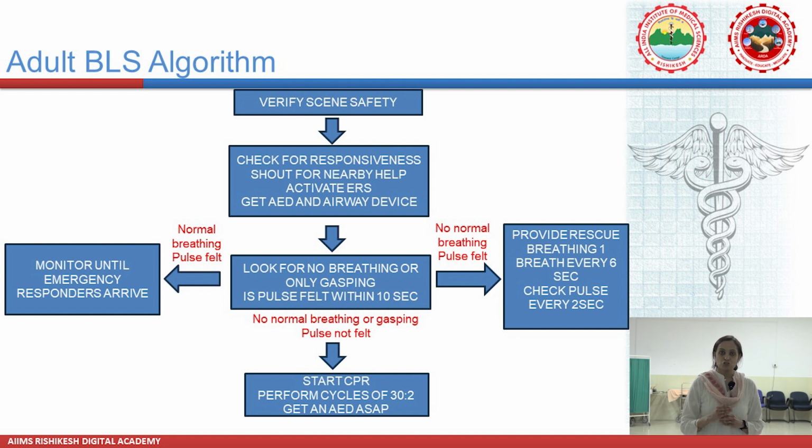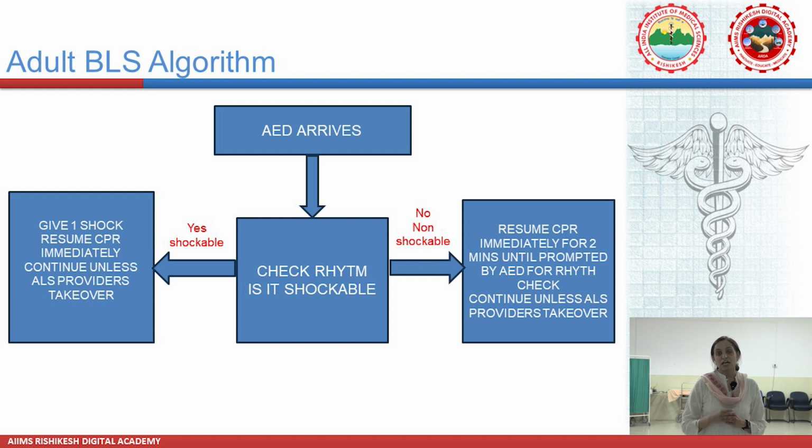In adults, the rescue breath is provided 1 breath every 6 seconds or 10 breaths in a minute. Again, I repeat, 1 breath in 6 seconds or 10 breaths in a minute. Now, in another situation, which is actually the most critical situation, where both the breathing and pulse will be absent, we have to initiate CPR. The CPR has to be given in a ratio of 30:2 compressions. And as soon as AED arrives, we have to switch on the AED, attach the AED and give shock if the rhythm is shockable.